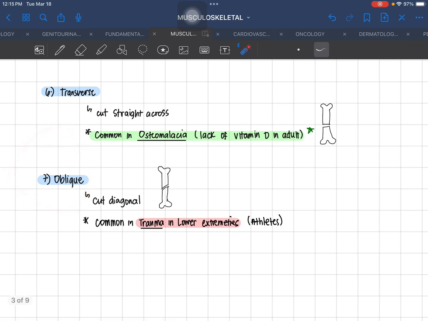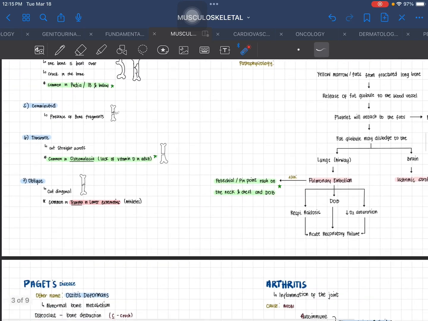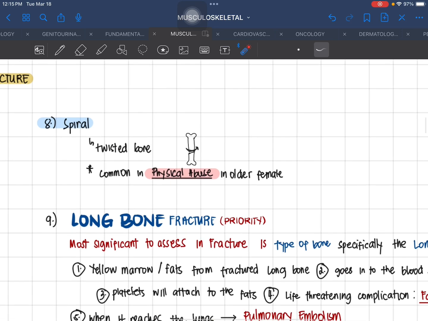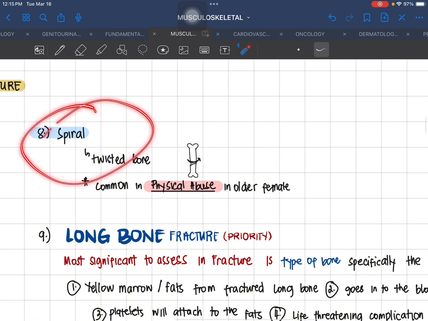And next is oblique. Pa-diagonal yung cut ng bone fracture nila. So, this is common sa trauma in lower extremities. Kadalasan nakikita to sa mga athletes. Also, spiral. Spiral ay na-twist na yung bone. Common to sa mga physical abuse in older female. Tatandaan natin yun.